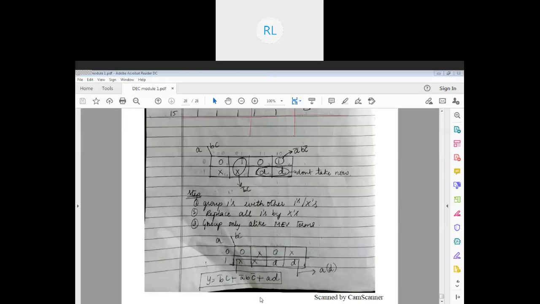So what I'm doing here, let us look at it step by step. What is the first step? Group ones with the other ones. So just look at the table, at the K-map.